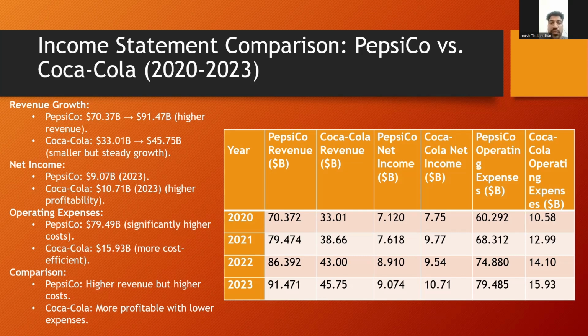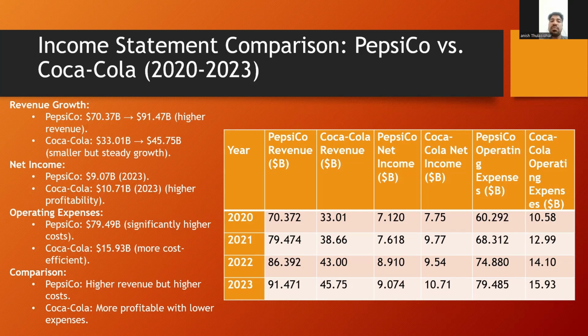Income statement operating expenses. Operating expenses include costs such as production, salaries, and marketing. PepsiCo's operating expenses increased from $60.29 billion in 2020 to $79.49 billion in 2023. Coca-Cola's operating expenses rose from $10.58 billion in 2020 to $15.93 billion in 2023.